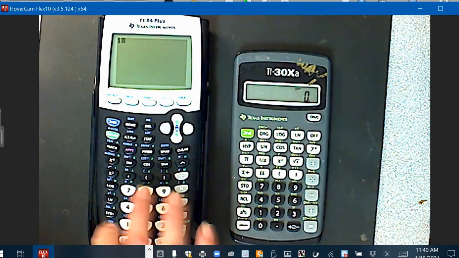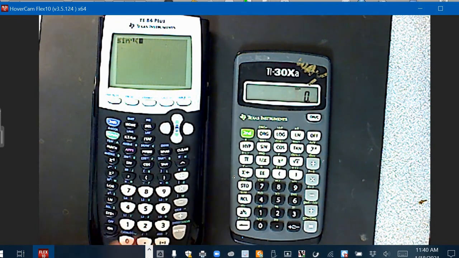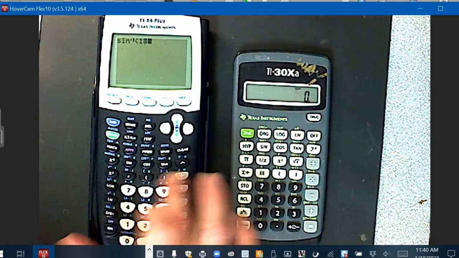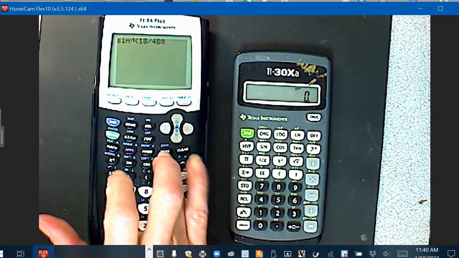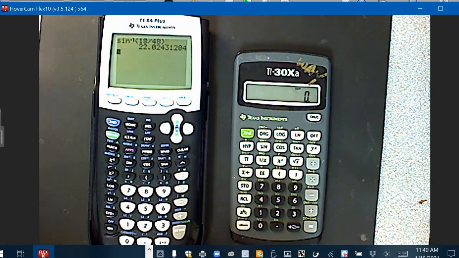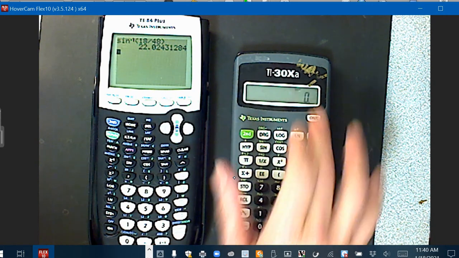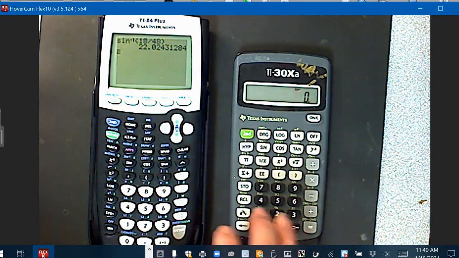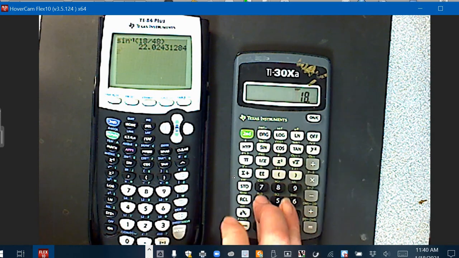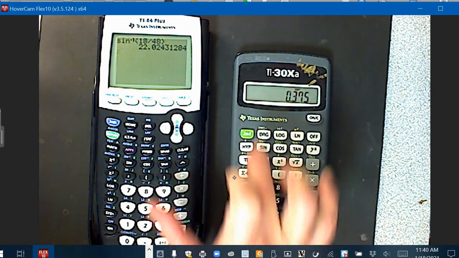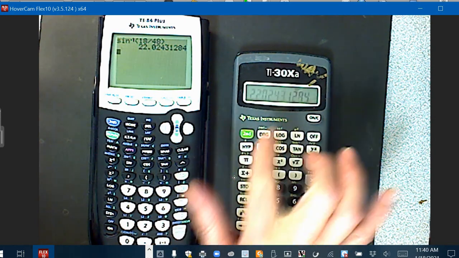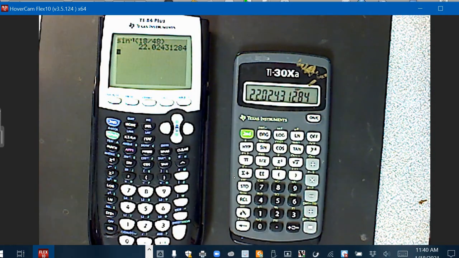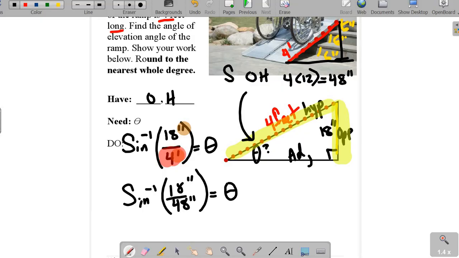So it's going to be inverse sine, 18 divided by 48, enter. And right here, 18 divided by 48, enter, second function, sine. Either way, you should be getting approximately 22 degrees.